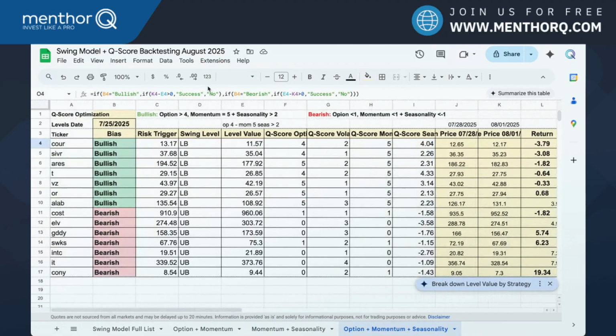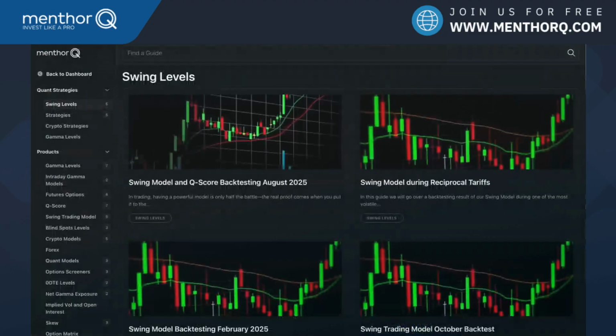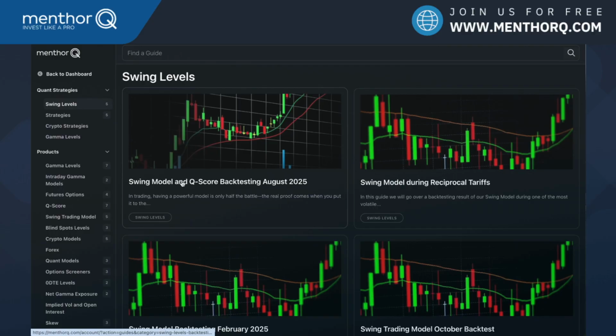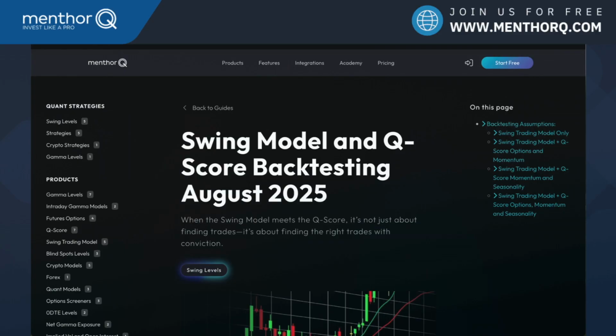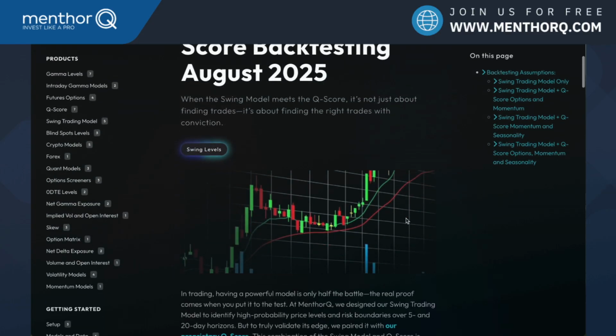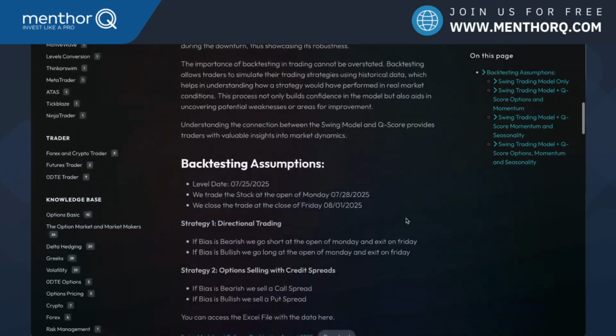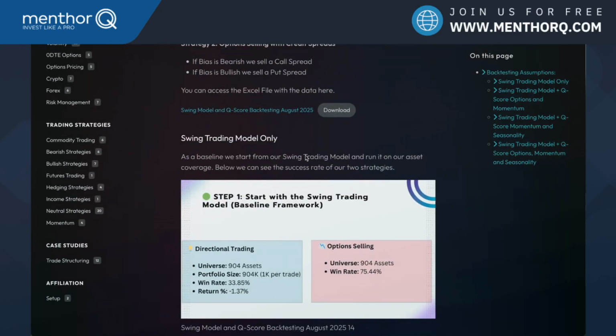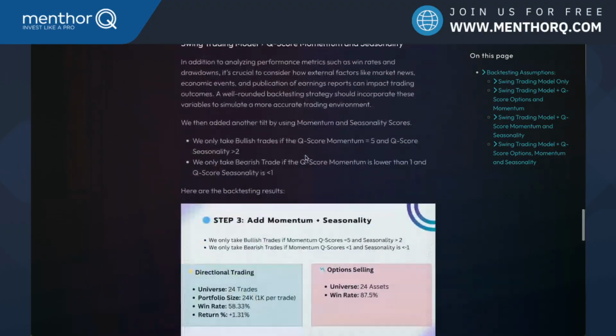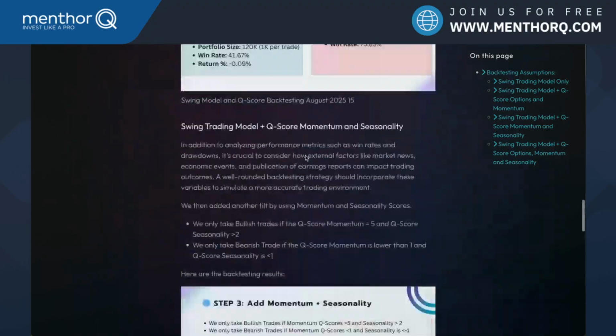So all this is available within our blog. If you come to our financial wiki page, just click on quant strategies, swing levels, and then here is the exercise that we did. This is available for all of you. I'm also going to copy the link and paste it in the comments here so you guys can access it. Within this document, you will also be able to download the file right here, and it's going to show you the same exact data that I showed you before, right?